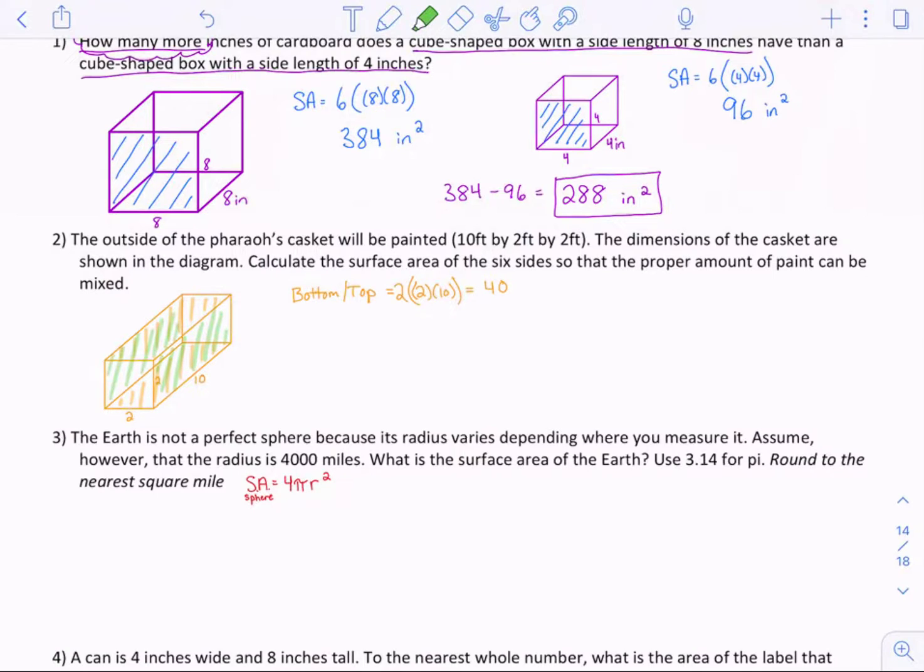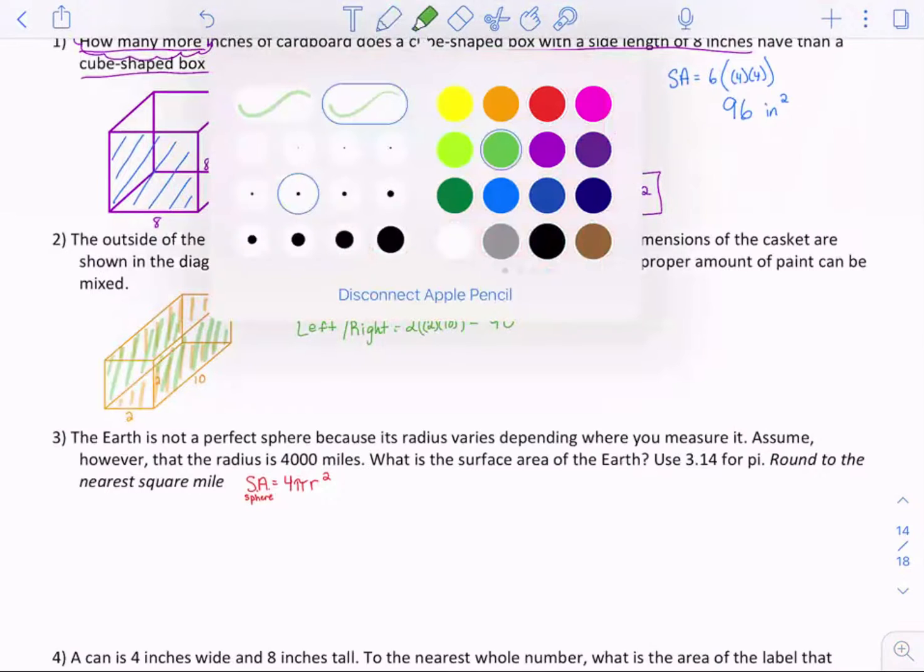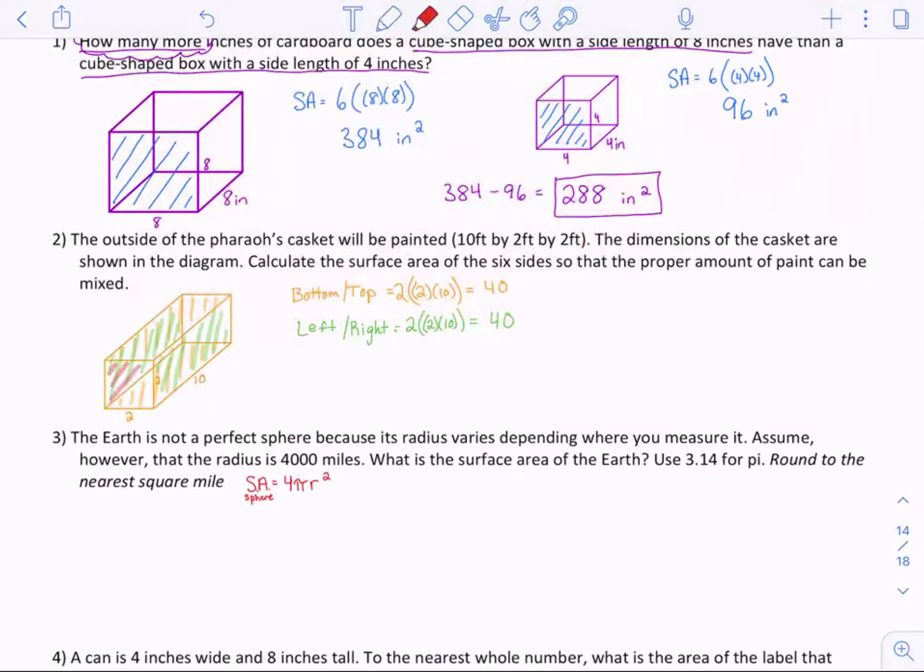And those happen to be the same measurements, Mrs. Talhami. Those are also 2 by 10. So if we do the math, we'll end up with another 40 square feet. And then let's do the front and the back.